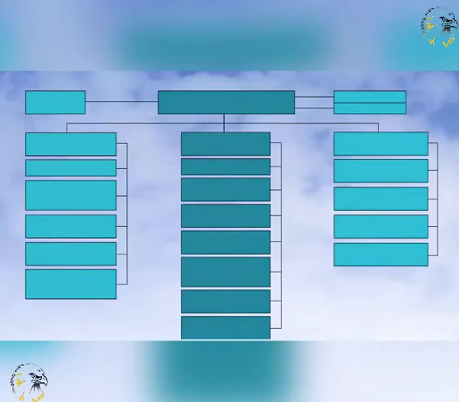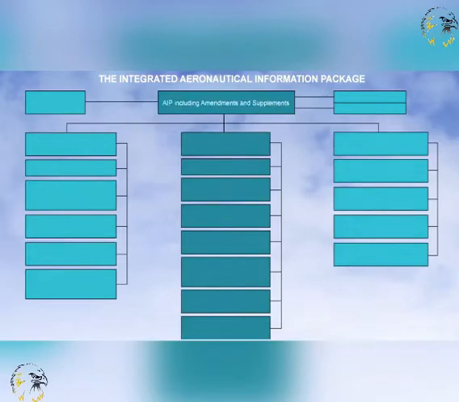The effective dissemination of aeronautical information is essential to aircraft operations and safety, and the integrated aeronautical information package contributes to this being achieved. It consists of the Aeronautical Information Publication, AIP, and an Amendment Service, supplements to the Aeronautical Information Publication, NOTAMs and Pre-Flight Information Bulletins, Aeronautical Information Circulars, AICs, Checklists and Summaries.